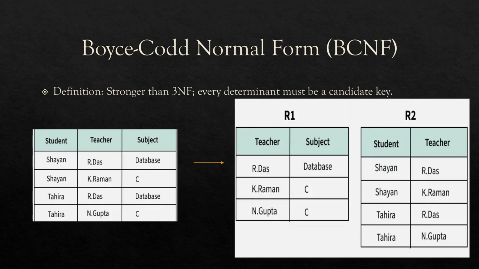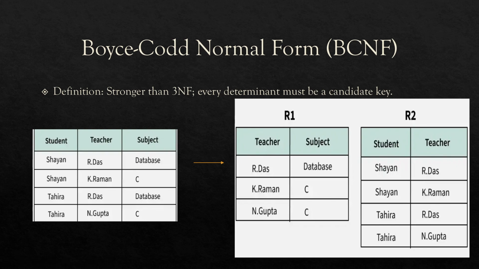Coming to the BCNF, BCNF is also called Boyce-Codd Normal Form, which is an advanced normal form, a stronger version of the 3NF. BCNF states that any attribute that determines another attribute must be a candidate key. Problems that violate the BCNF are rare but serious. Here is an example for the BCNF.